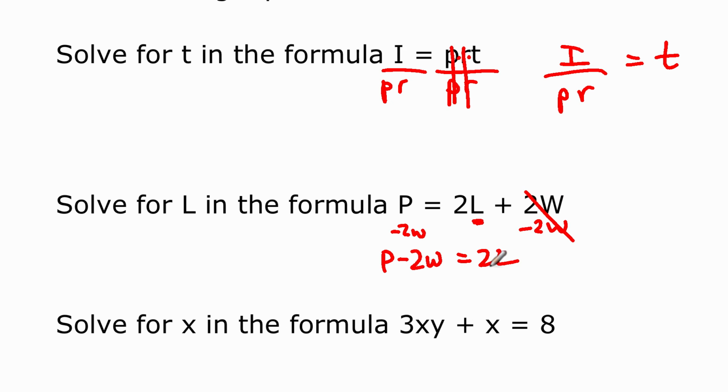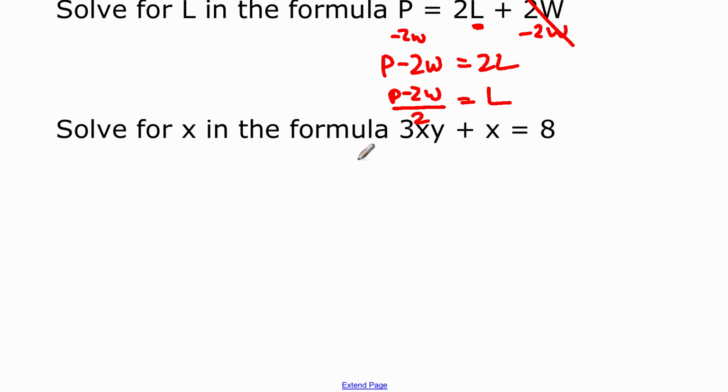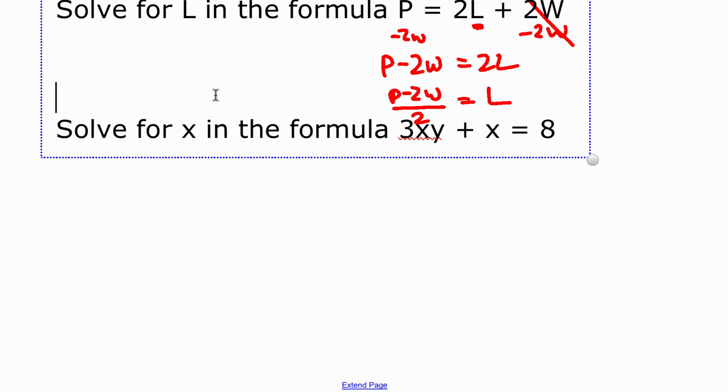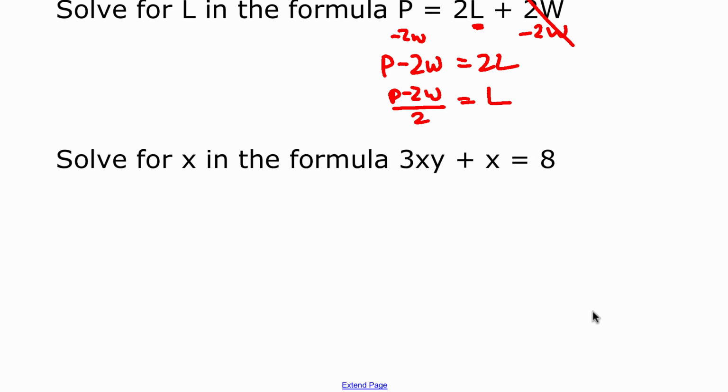Now I just want L, I don't want 2L, so I'm going to divide everything by 2. So this one would be P minus 2W over 2 is equal to L. So there I used the subtraction property first, and then the division property to get L by itself. Here's one interesting last question we'll do in this section, where they want to solve this equation for x. But the only problem with that is that there are 2 x's. So if I've got 2 x's and I want to solve for x, I need to somehow get 1.